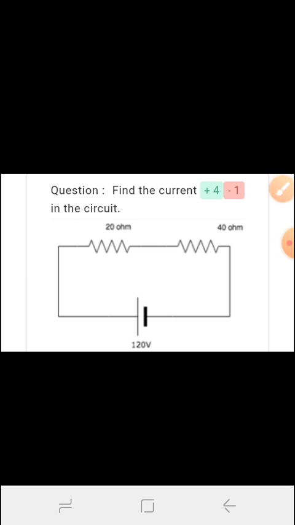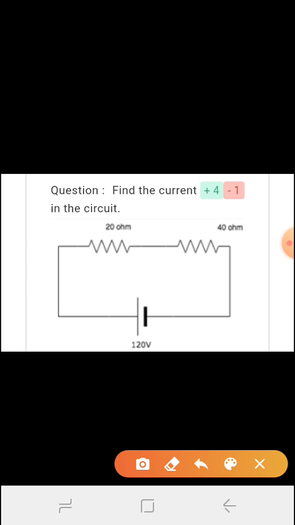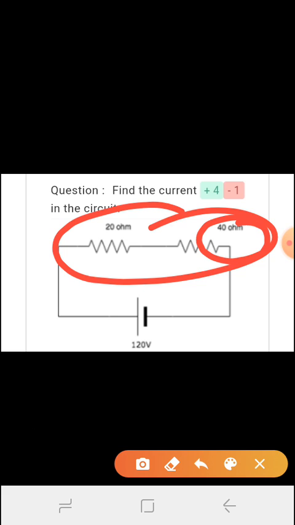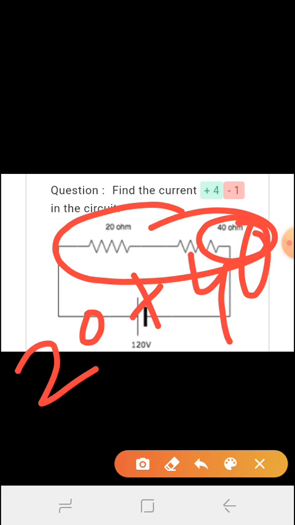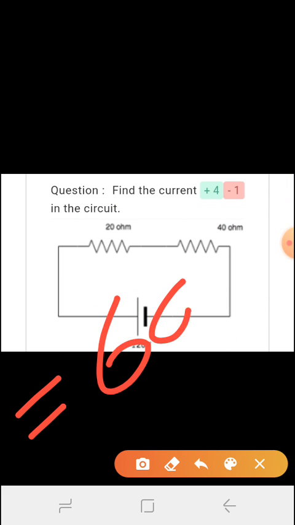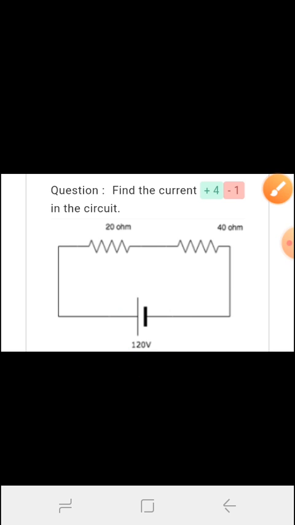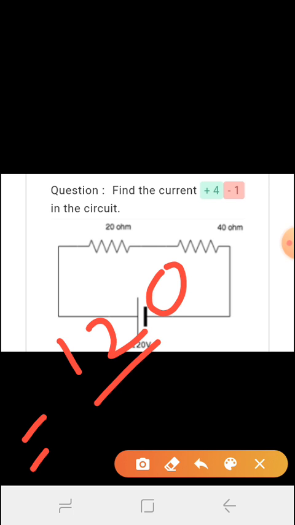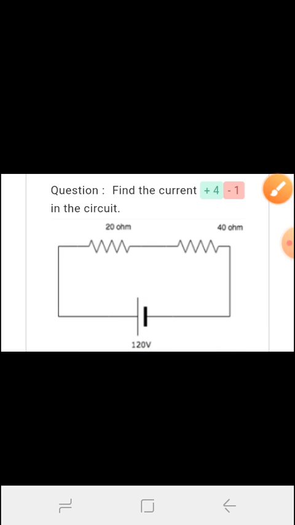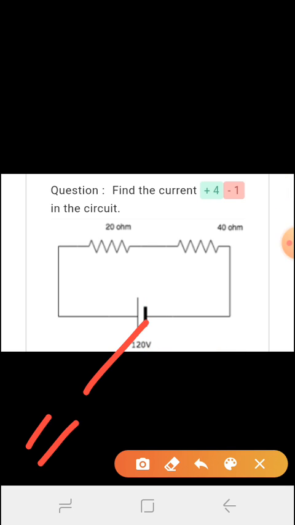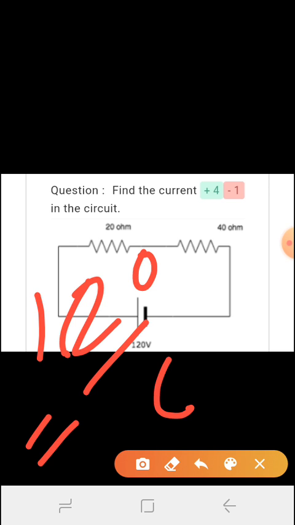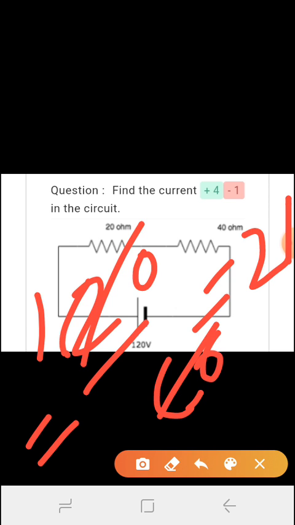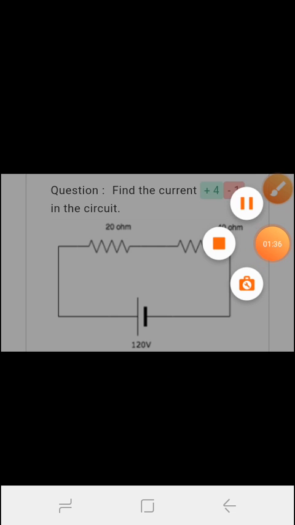To find the current, basically this is a series connection, 20 ohms and 40 ohms. We know that in series the values are added. 20 plus 40 equals 60 ohms. We know that I equals V by R. V is 120 volt, R is equal to 60. Answer is 120 by 60, equal to 2 ampere. Answer is 2 ampere.